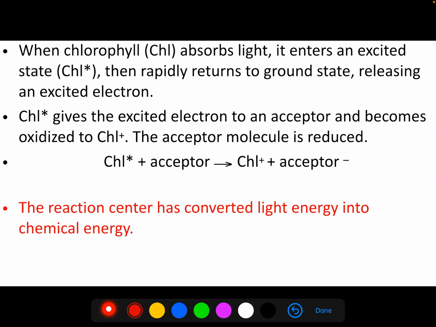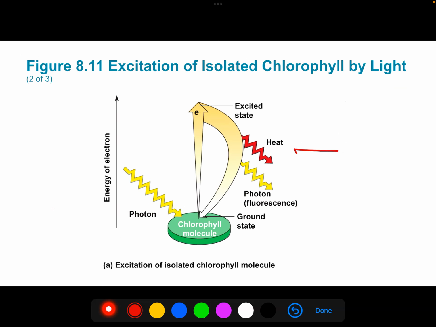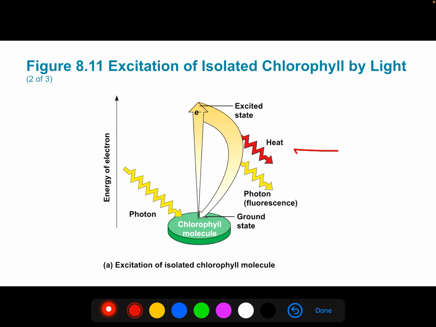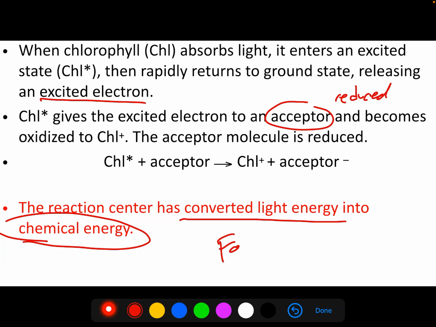And so when chlorophyll absorbs light, it enters an excited state and then rapidly returns to a ground state, releasing an excited electron. So chlorophyll gives the excited electron to an acceptor. The acceptor is reduced because it's receiving an electron. The acceptor molecule is reduced. Sorry for saying it twice. So the reaction center, very briefly, is how we've converted light energy into chemical energy, which is the foundation of life.